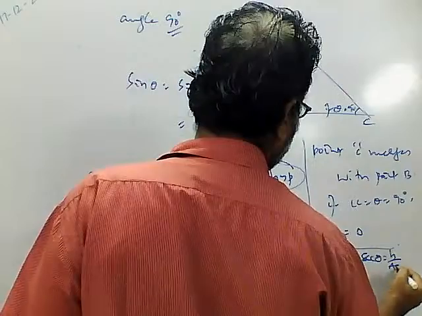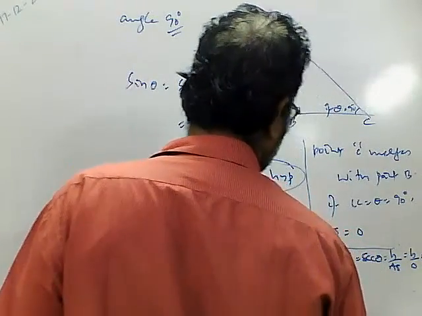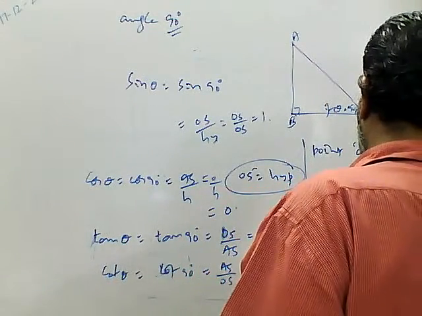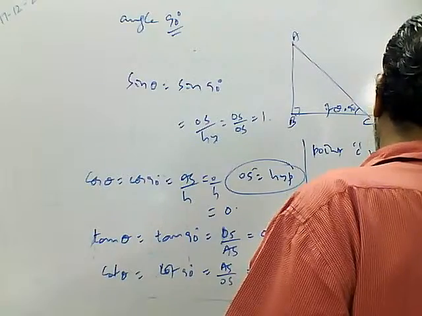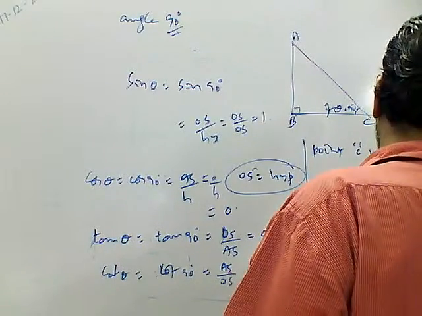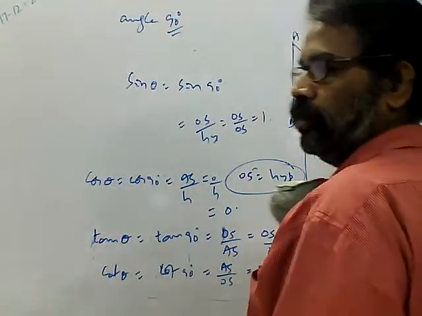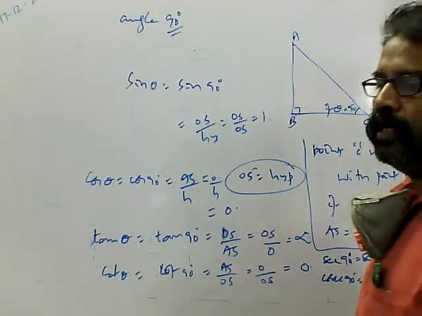Next, secant theta, secant 90: hypotenuse by adjacent side, which is hypotenuse by 0, which is undefined, or 1 by cos 90, that is also undefined. Similarly cosecant 90 is hypotenuse by opposite side, and both are the same, so opposite side by opposite side is equal to 1. So like this, you will get the values at 90 degrees for each T ratio.